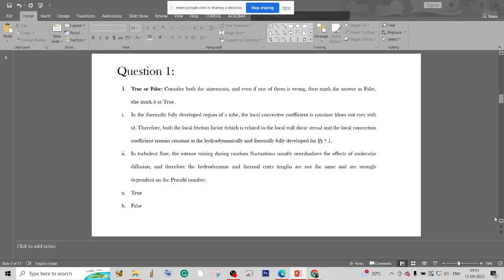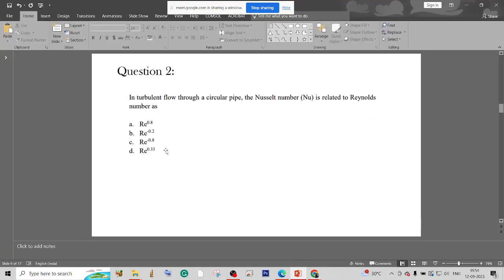Let us proceed to the next question. In turbulent flow through a circular pipe, the Nusselt number is related to the Reynolds number by which of the following? This you will be surely able to answer.